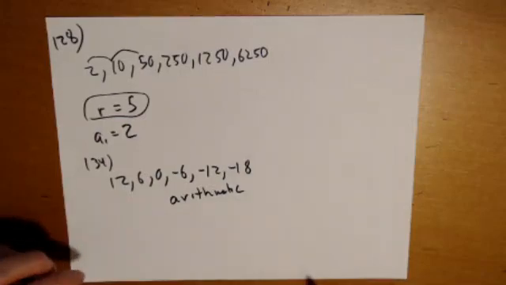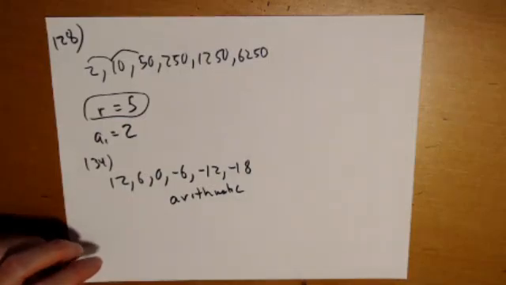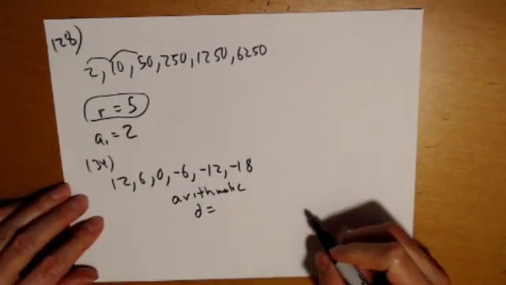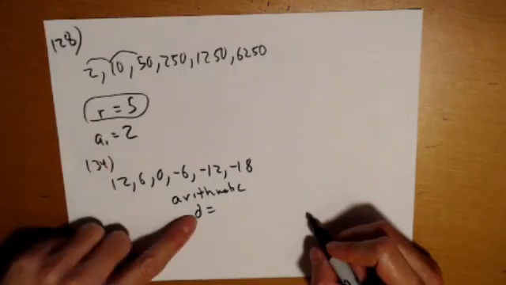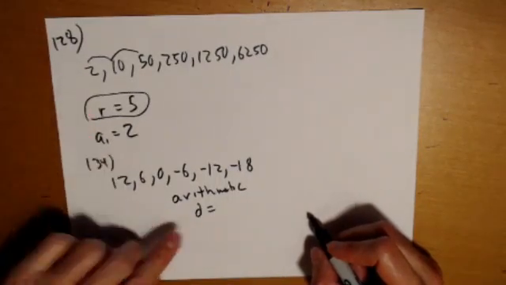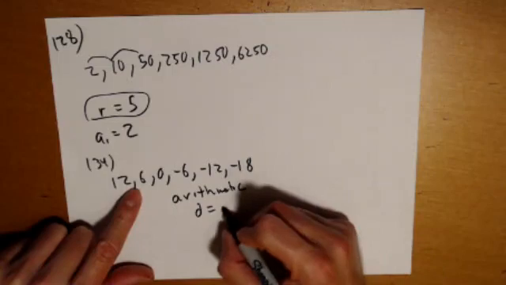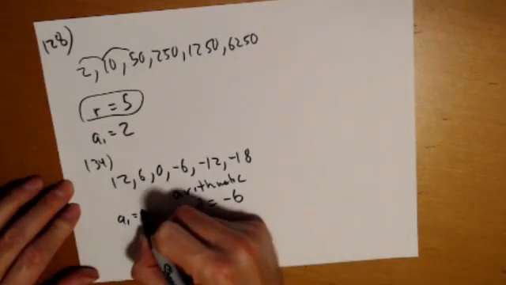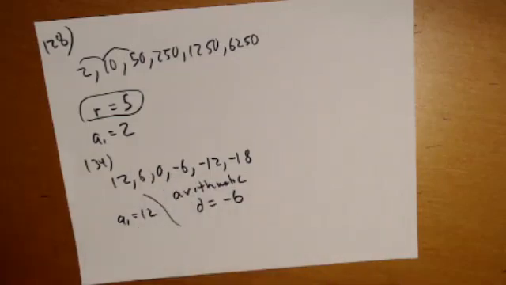So they wanted you to say what is it? It's arithmetic. And so if it's arithmetic, then find the difference instead of the ratio. So instead of what are you multiplying by, what are you adding or subtracting? We're subtracting 6 each time. And then if anyone were to ask, A1 would be 12. But they didn't ask. But if they did.